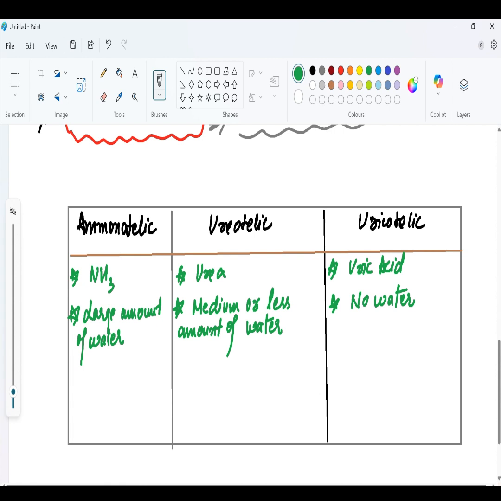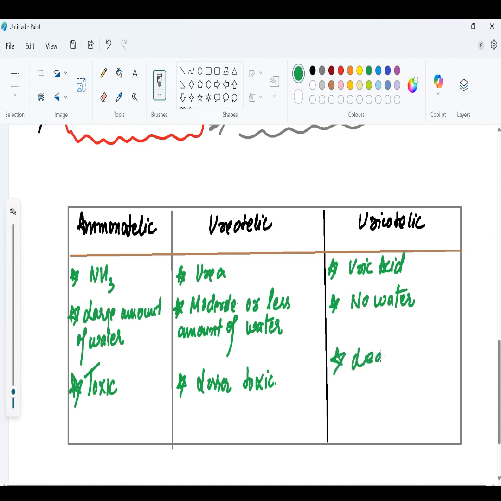All right. Then the next thing would be, what else we studied here. Here we can write medium or moderate. Moderate amount of water is required. And the last point, and it is very important, is toxicity: ammonia is most toxic, urea is lesser toxic, and uric acid is least toxic.